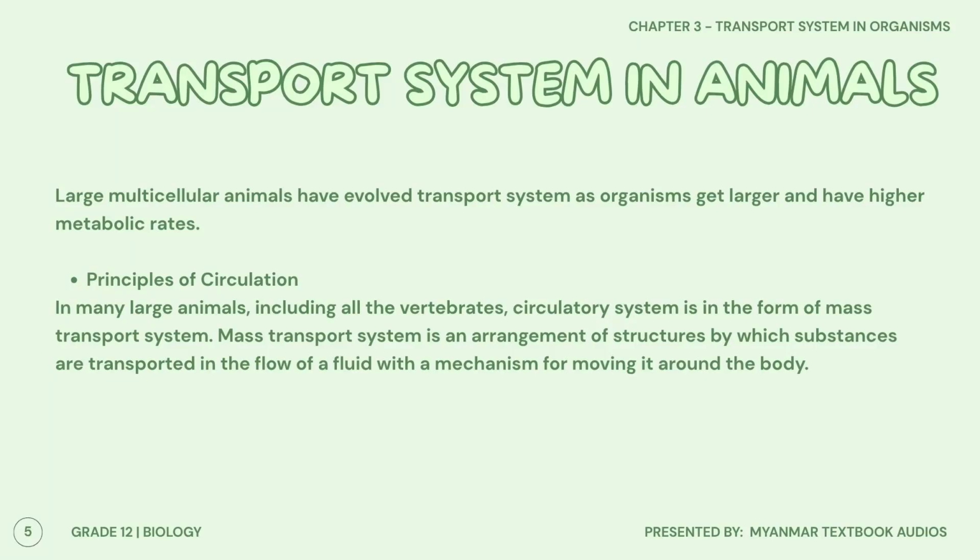Transport system in animals. Large multicellular animals have evolved transport systems as organisms get larger and have higher metabolic rates. Principles of circulation. In many large animals, including all the vertebrates, the circulatory system is in the form of a mass transport system. A mass transport system is an arrangement of structures by which substances are transported in the flow of a fluid, with a mechanism for moving it around the body.